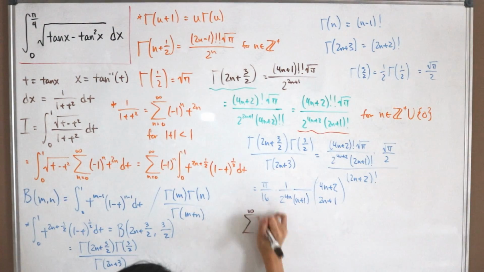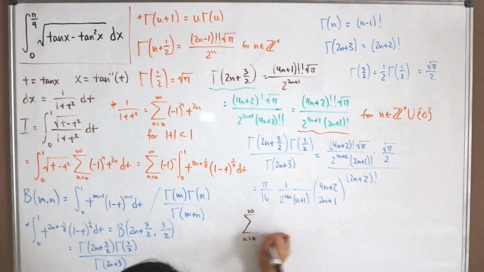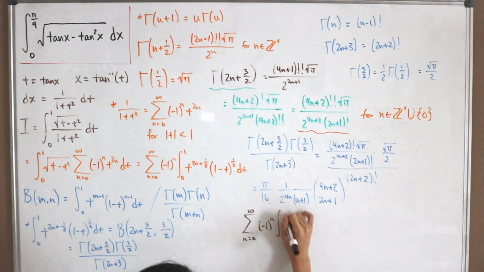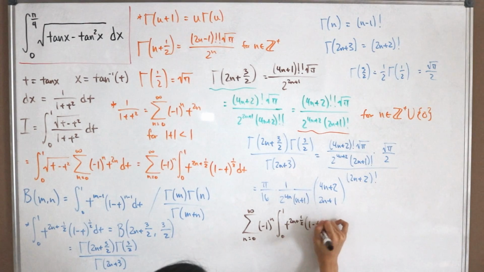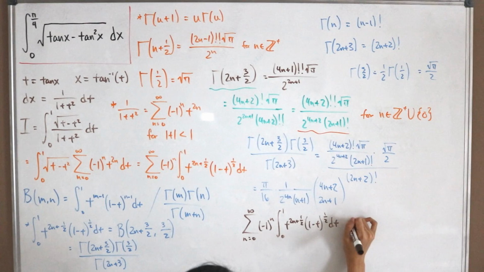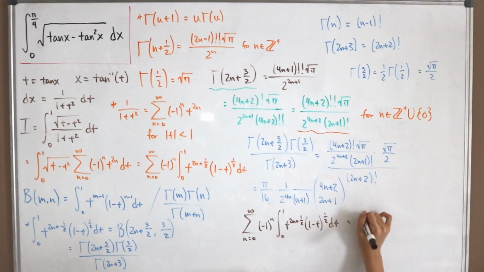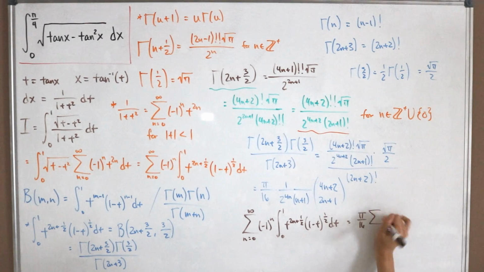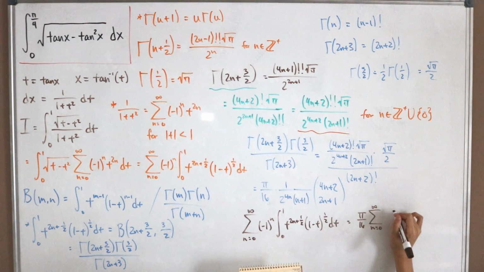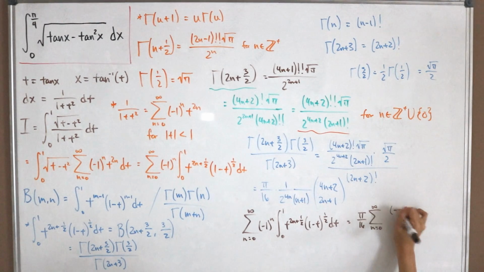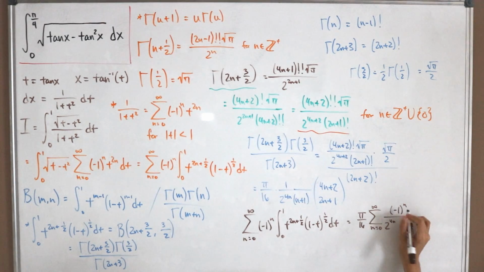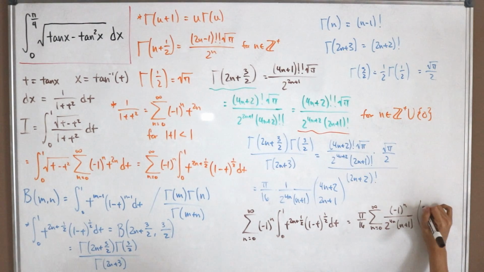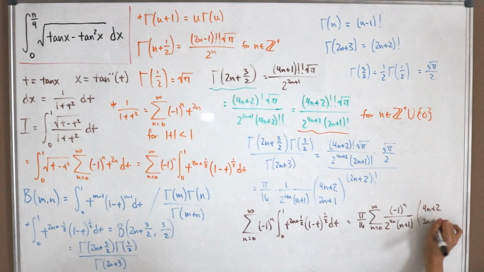So let's see. Therefore, the infinite sum from n equals 0 of (-1)^n times the integral from 0 to 1 of t to the power 2n plus 1/2, multiplied by (1 minus t) to the power 1/2 dt, is going to equal the following. We'll have pi over 16 as a constant, multiplied by this infinite sum from n equals 0 of the alternating (-1)^n, divided by 2 to the power 4n, multiplied by n plus 1, and then multiplied by the binomial coefficient 4n plus 2 choose 2n plus 1.